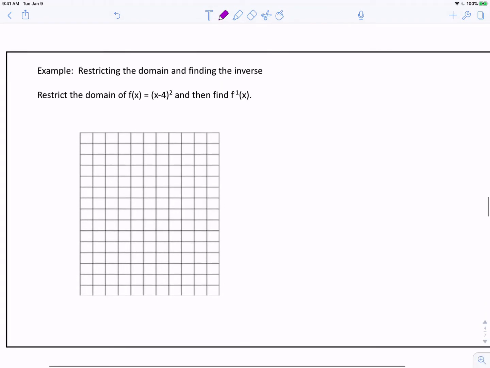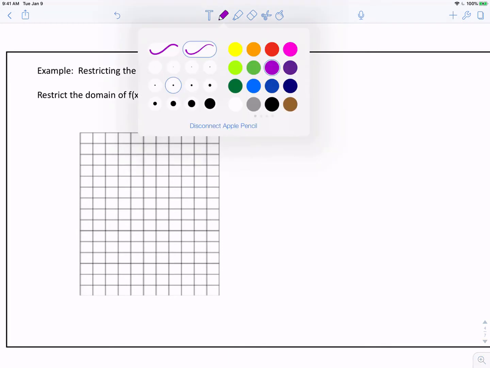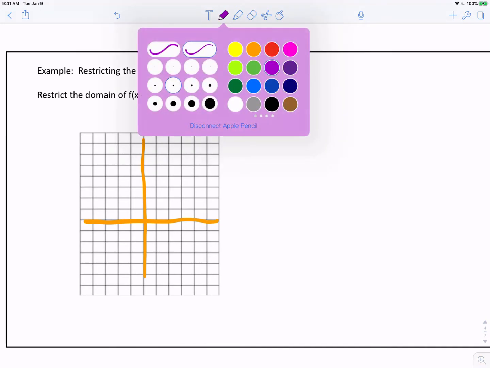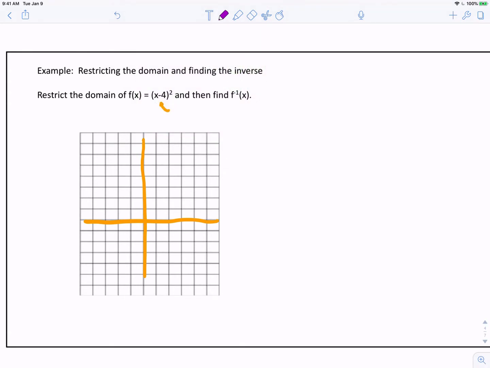Let's do another example. Restrict the domain of f of x equals (x minus 4) squared, and then find its inverse. All right, so let's think about this for a second. This is the parabola, but it's been shifted, so let's see if we remember how. We're subtracting 4 inside the parentheses, so that takes the parabola and shifts it to the right 4 units. So this is where the new vertex is going to be, and so this would be a little bit of the parabola.